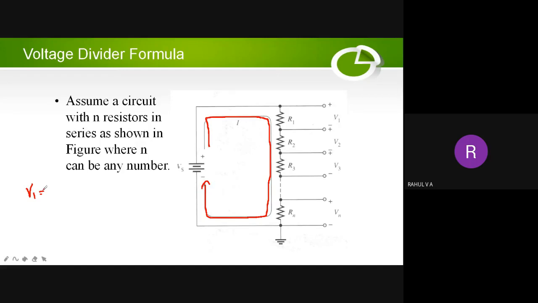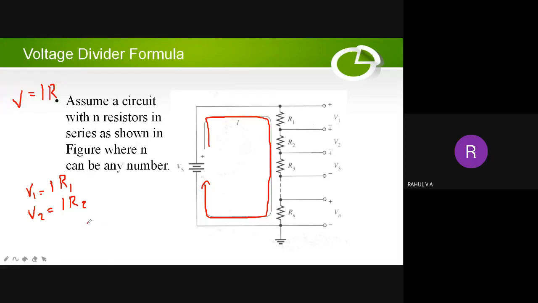Since current is the same, I can write as per Ohm's law, V is equal to IR. I can write V1 is equal to I into R1. Similarly, V2 is equal to I into R2. Finally, Vn is equal to I into Rn. So I can write it like this. Now what is this I? That is an important point.